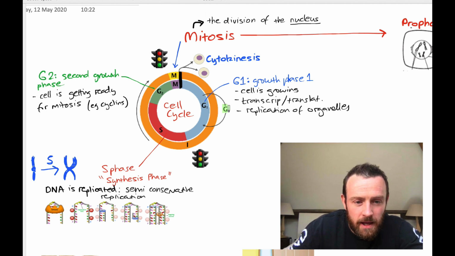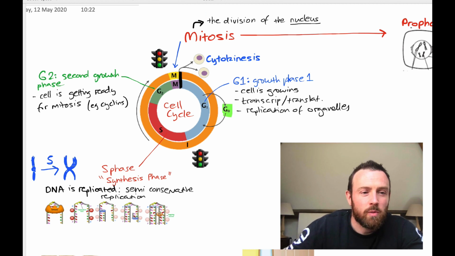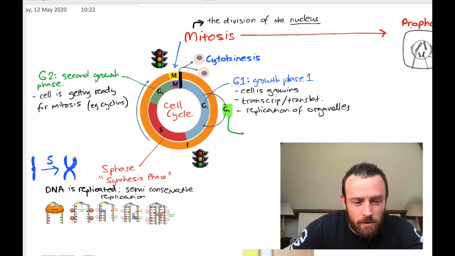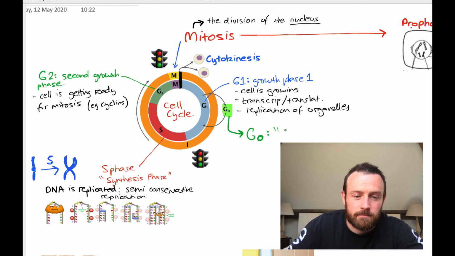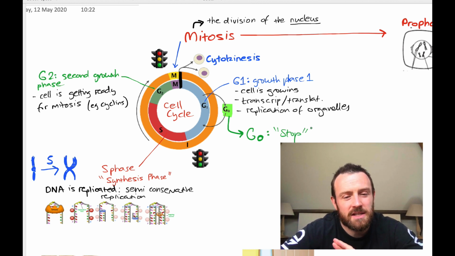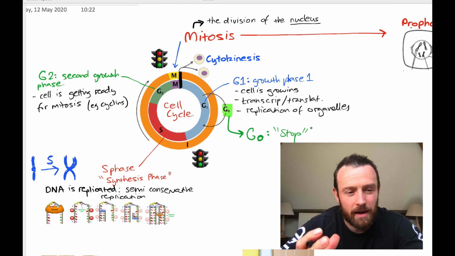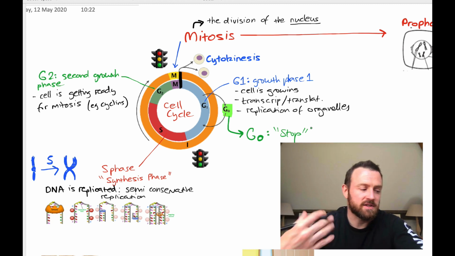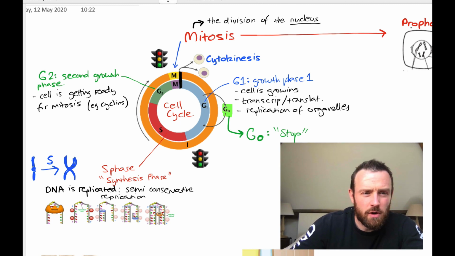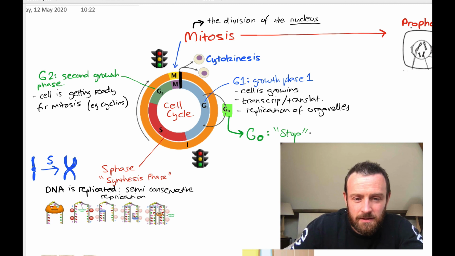So this here, G0, what is that? Well, G0 is a kind of optional process. It's going to stop. So that means once a cell is in G0, it's not actively growing, and it's taking time out from the cell cycle. So there's no preparation for the division of the cell happening in here.